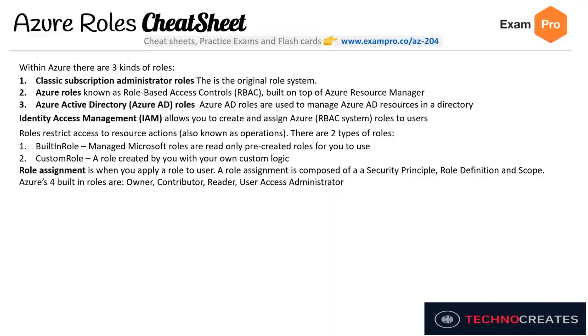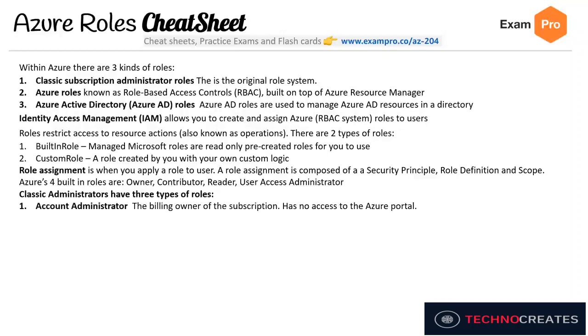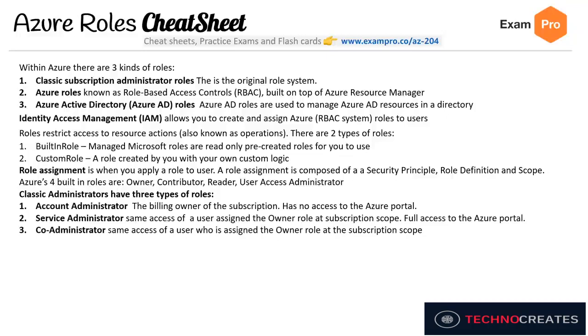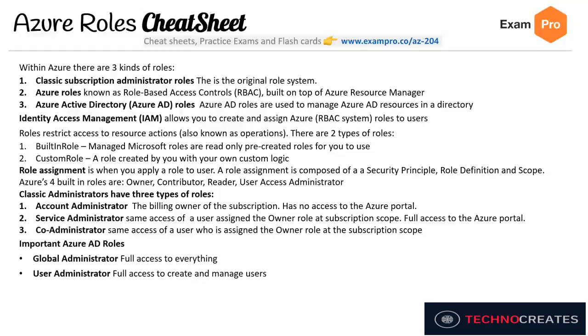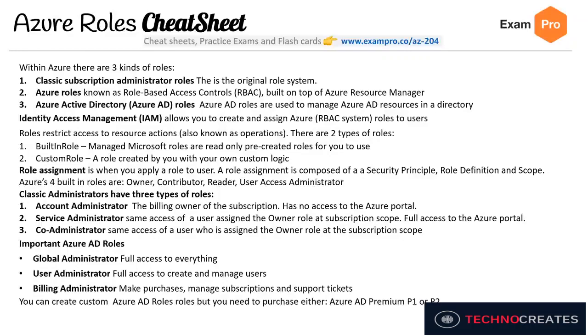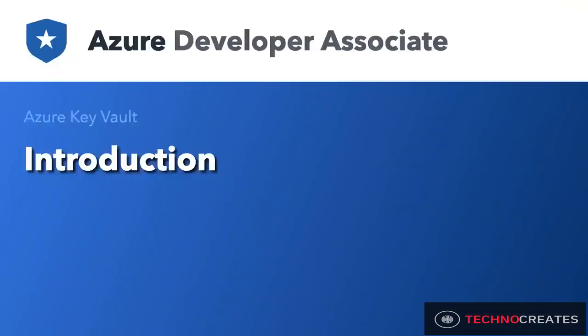Azure's four built-in roles are owner, contributor, reader, and user access administrator. I don't have the table here, but you should know the difference between them, but usually they're pretty self-explanatory based on their name. For classic administrators, we have three types of roles: account administrator, service administrator, and co-administrator. For important Azure AD roles, you need to remember you have global administrator, user administrator, billing administrator, and on the exam, you might even see more kinds there. So I would encourage you to go look up all the different kinds, or I might end up making a video going more in depth for some of them in this course. You can create custom Azure AD roles, but you're going to need P1 or P2. So there you go. That's Azure roles.